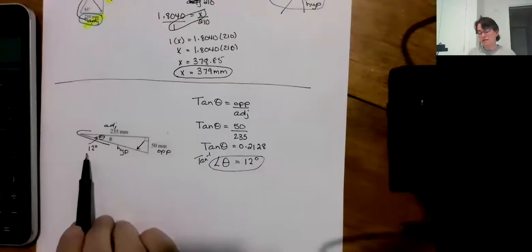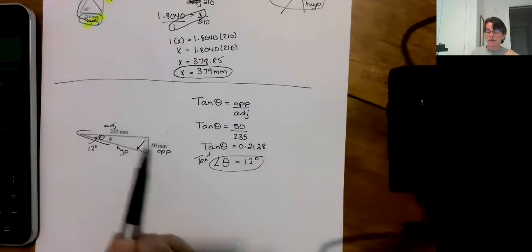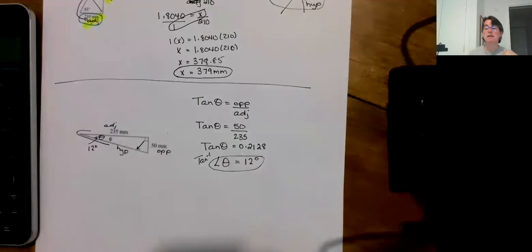All right, so if that's 12 degrees, this is clearly the smallest angle. And looking at this and this, the 50 is smaller. So yeah, odds are I'm pretty good. I think we got this.